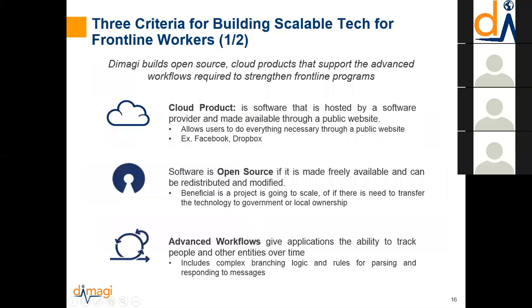Great. So again, Dimagi's philosophy, and these are the last couple of slides on this, but we think there are 3 major criteria for building scalable tech for frontline workers. And all of our software is kind of built around these principles. So we build cloud products that are open source and can address advanced workflows. So a cloud product is a software that is hosted by a provider and made available through a public website. So in this case, ComCareHQ.org is public, and anyone can go and sign up for an account.